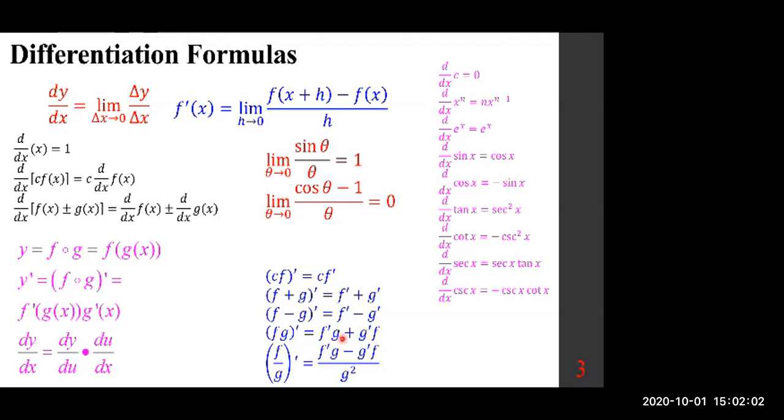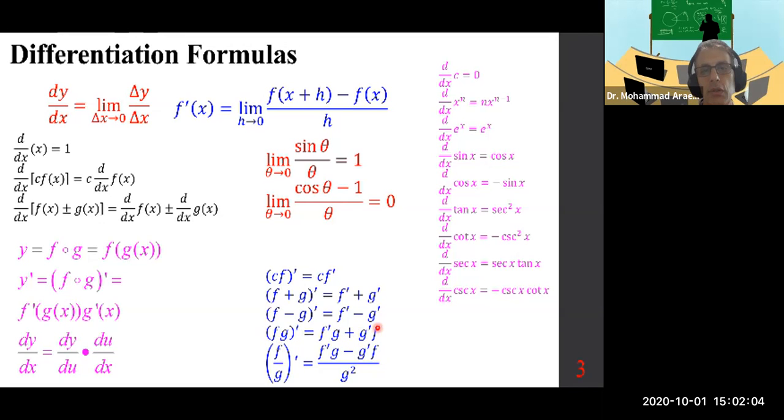We looked at the product rule. (fg)' is f' g plus g' f, and the quotient rule, (f over g)' is f' g minus g' f over g squared. Now we are adding the chain rule.